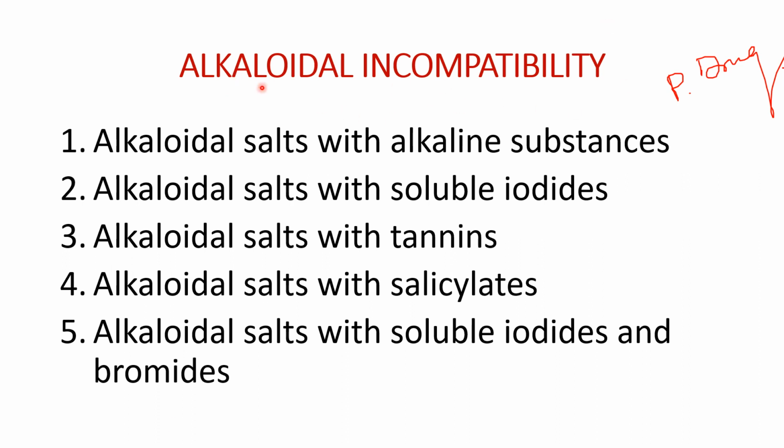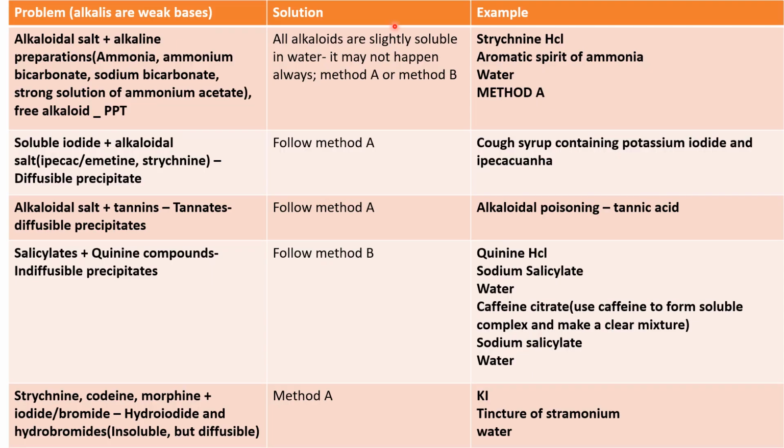So alkaloids, as I said, are chemical compounds which are obtained from plant drugs, and most of these alkaloids have incompatibilities. So here we are going to discuss 5 major types of alkaloidal incompatibilities. What are these? Alkaloidal salts with alkaline substances, alkaloidal salts with soluble iodides, alkaloidal salts with tannins, alkaloidal salts with salicylates, and the 5th one is alkaloidal salts with soluble iodides and bromides. Now, I will discuss each one of the before mentioned types in a simple diagrammatic way.